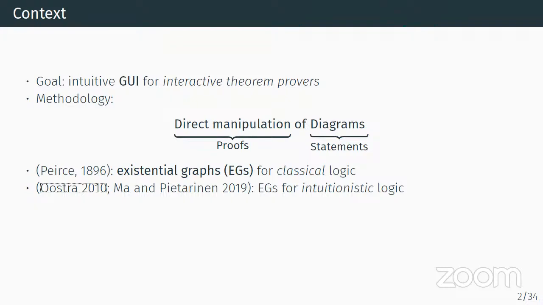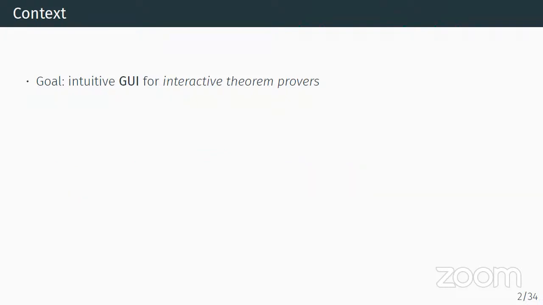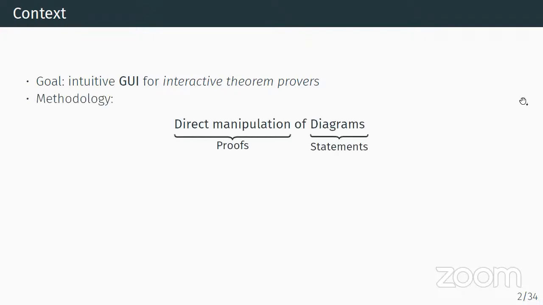Okay, perfect. Thank you. So the overall aim of my thesis was to design new kinds of graphical user interfaces for interactive theorem provers or proof assistants. The methodology that I employed was basically to design graphical calculi, like the one we've seen in the previous talk. The diagrams represent logical statements, and then I designed inference rules on the diagrams for these systems. The idea is that the rules correspond to direct manipulation actions in the graphical user interface.